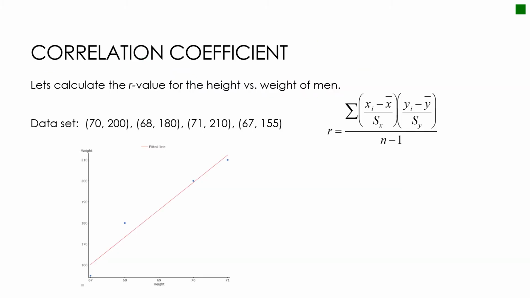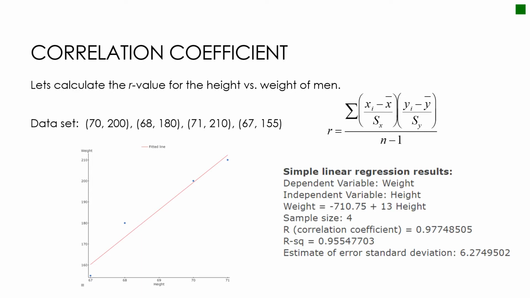Here are four values, and I have a fitted line plot that I have created from them. And let's calculate the R value for height versus weight of men. Okay, totally kidding. I'm never going to make you use that formula because obviously in this class we're going to be looking at using StatCrunch to help us out. So what I'm looking for here is my correlation coefficient, which is 0.97748505. Let me tell you what this tells us.